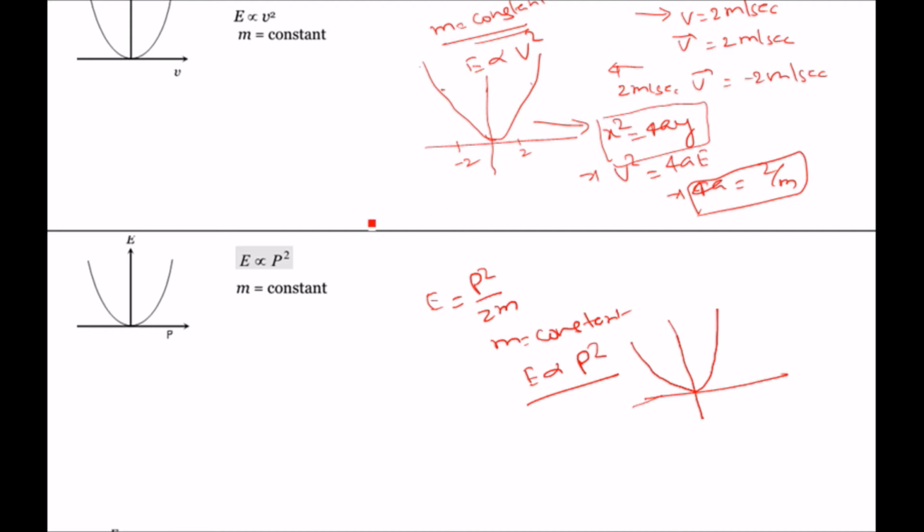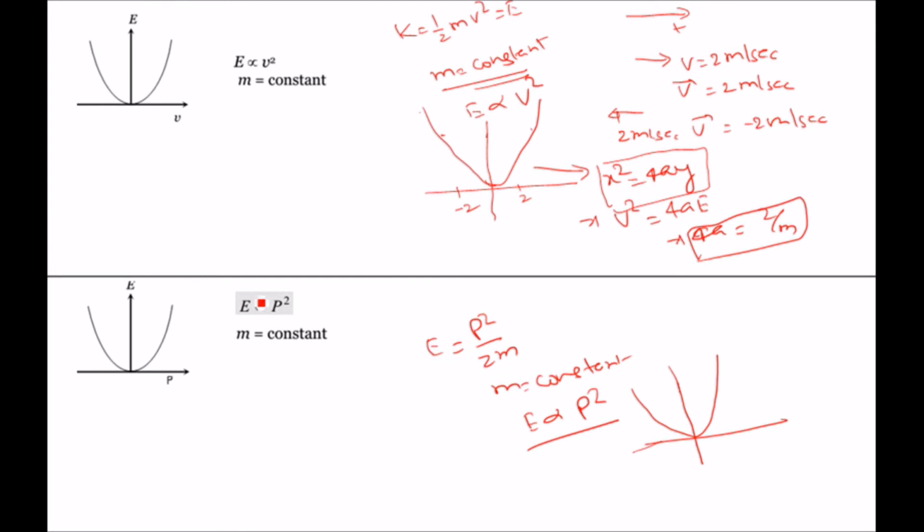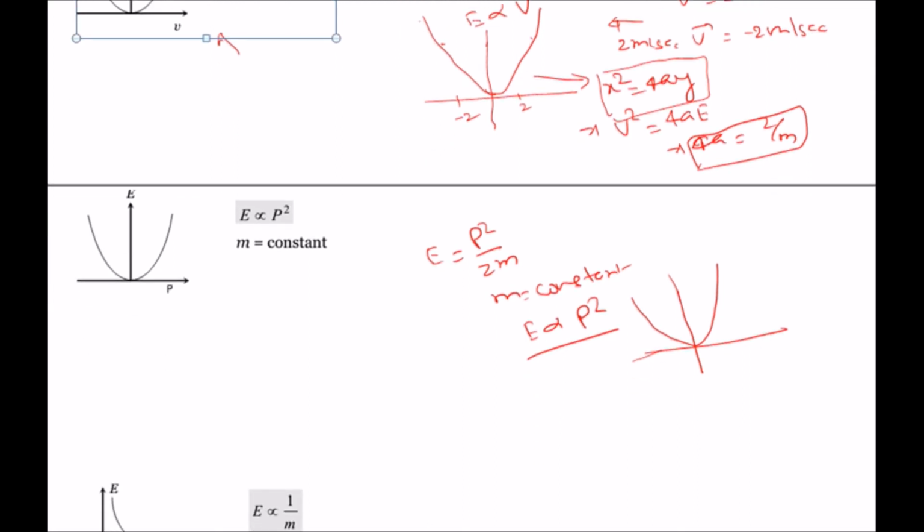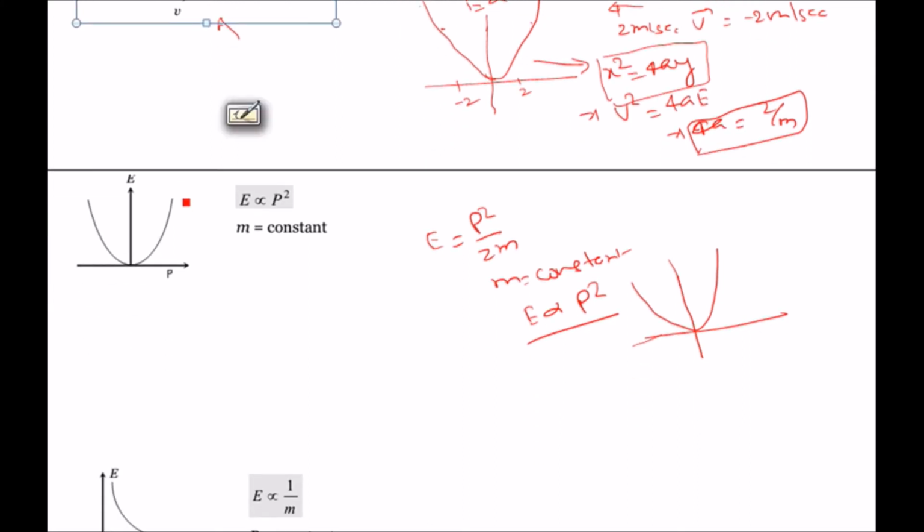What do these two graphs signify? The first graph signifies that for a constant mass, the higher the velocity, the higher the kinetic energy, and it is quite clear from this figure also. And as per the second graph, for a constant mass, the higher the momentum, the higher the energy.